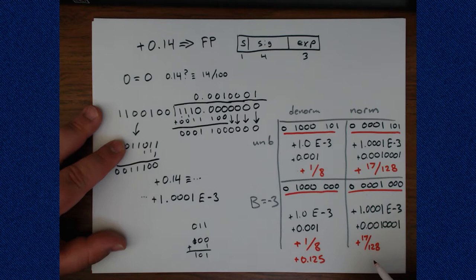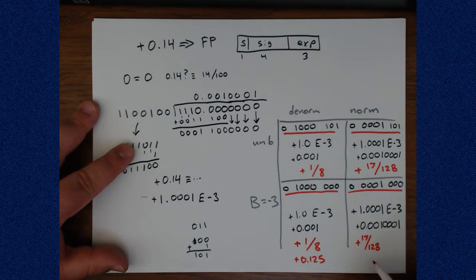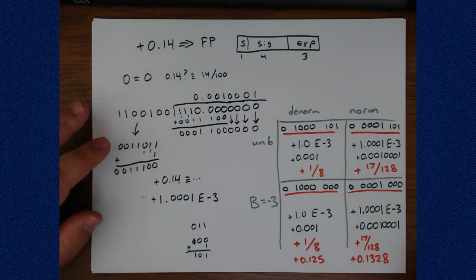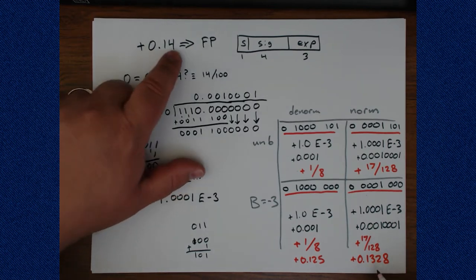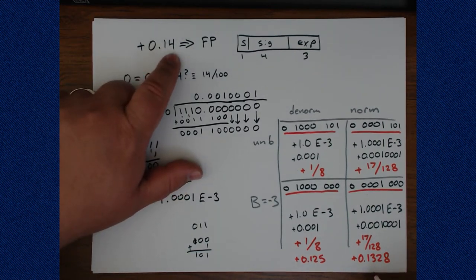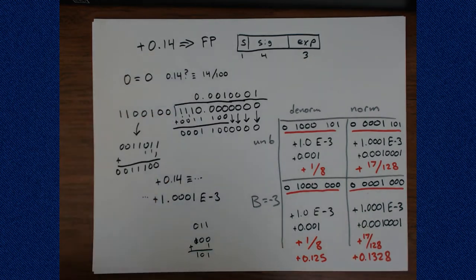On this side, 17/128ths is really the same thing as 0.1328. Yes. So this one is definitely even closer to 0.14. So we have some pretty nice results.